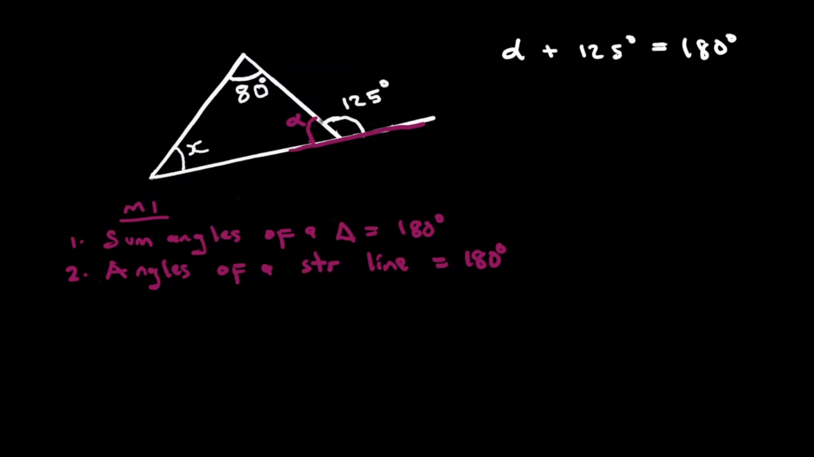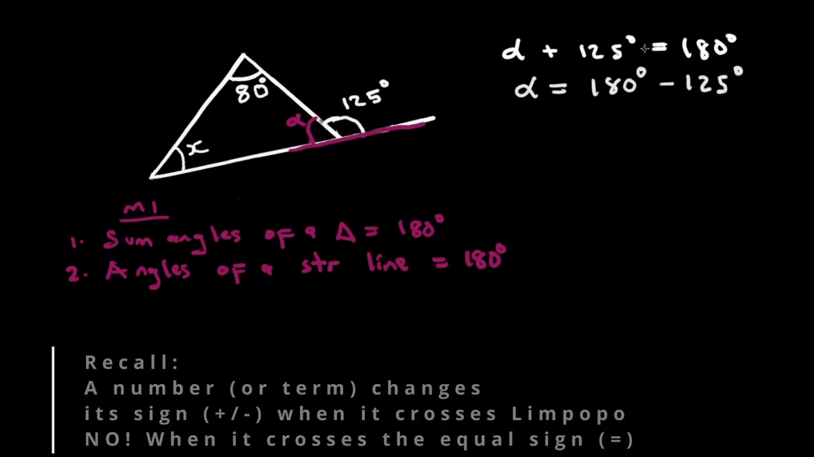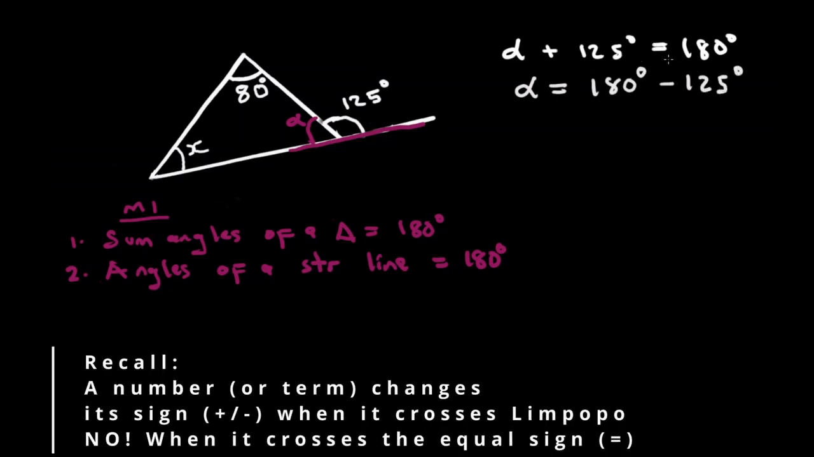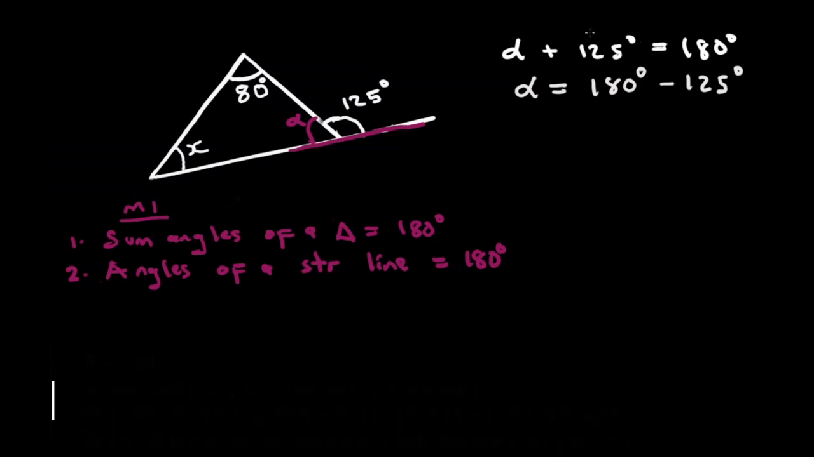So solving this equation, alpha will be equal to 180 degrees minus 125 degrees. We know that when a number crosses over an equal sign, it changes its sign. So the change was from a positive to a negative. Then this means that alpha will be equal to 55 degrees.